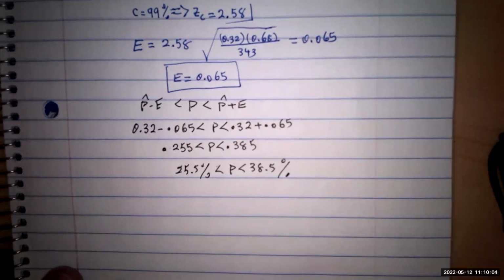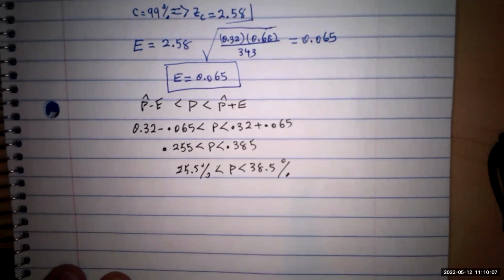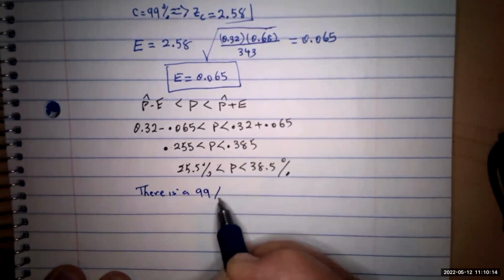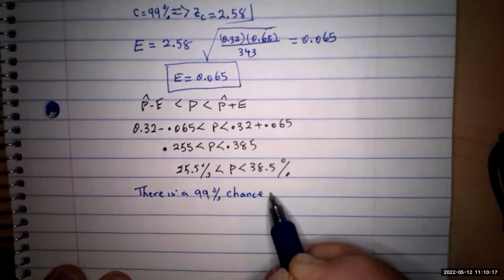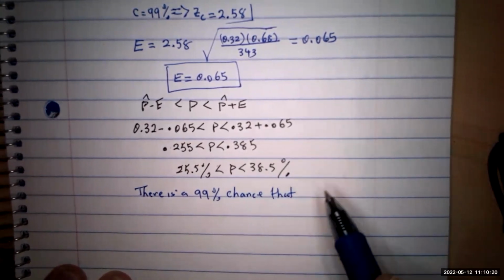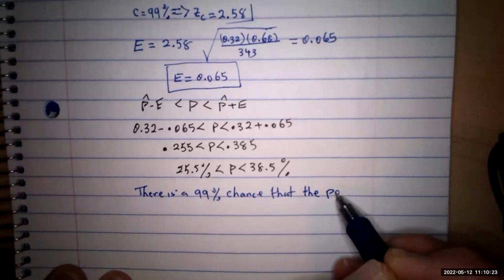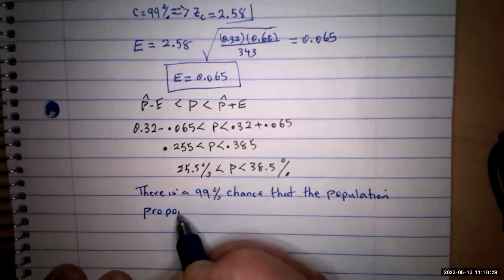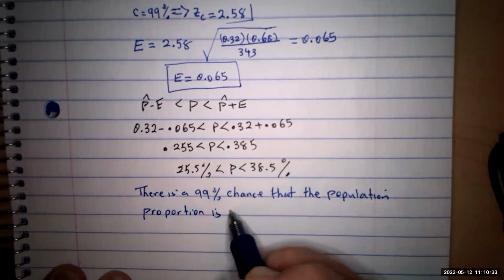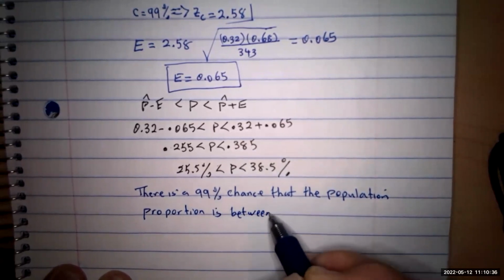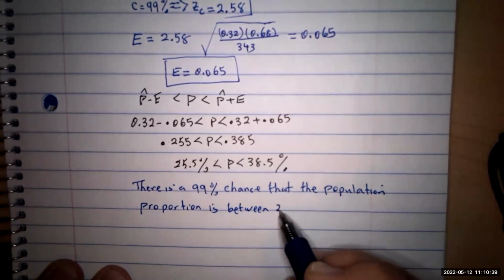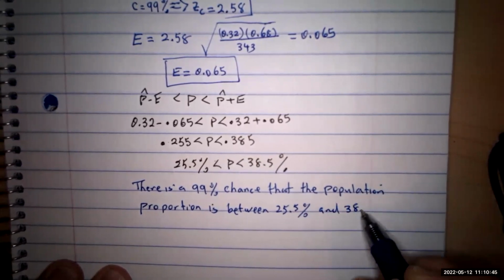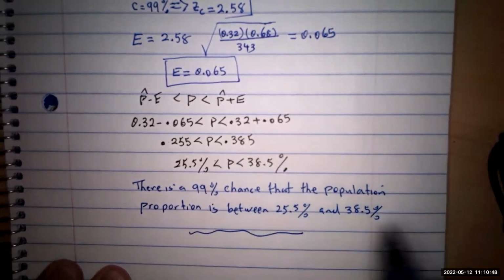But you have to make a comment. The confidence interval is 99%. So you just give a comment that there is a 99% chance that the population proportion of those people is going to be between 25.5% and 38.5%.